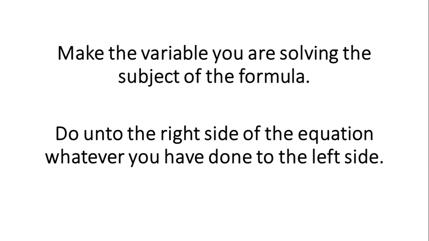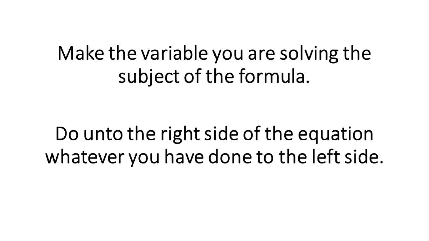The second thing that you need to take note of is: do unto the right side of the equation whatever you have done to the left side of the equation. So if you add a number to the left side of the equation, you should also add the same number on the right side. If you multiply 5 to the left side, you have to multiply also 5 to the right side. So it's very basic. Two things that you need to remember. Make the variable you are solving the subject of the formula, and whatever you do on the left side, you do also on the right side.